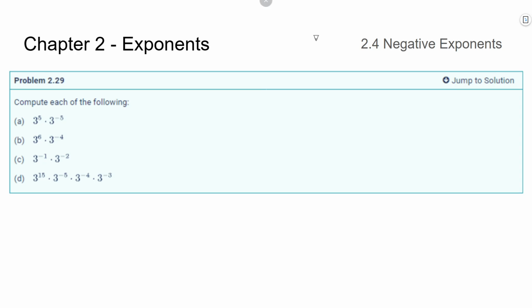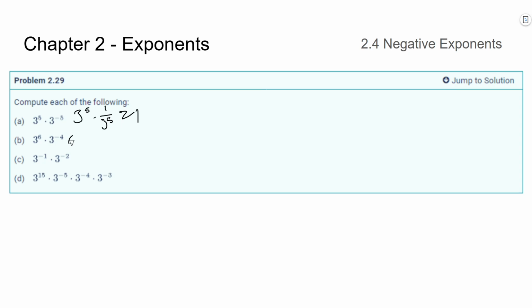All right, so this first one here, we have 3 to the 5th times the reciprocal of 3 to the 5th. Well, if you remember our identity lesson, that's exactly the example that's shown here. When you have the same number as the bottom of the fraction for a reciprocal, that's just going to be 1.